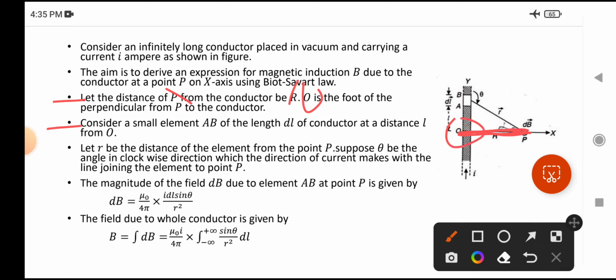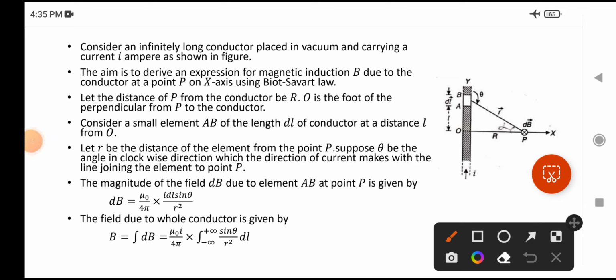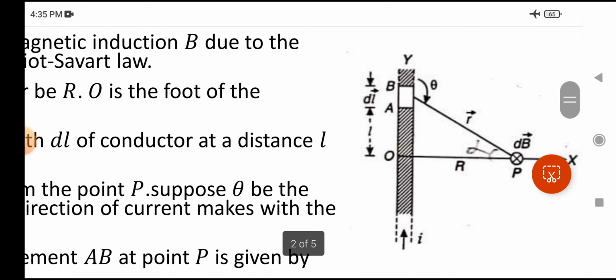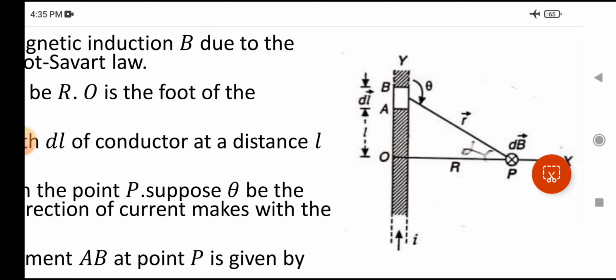Consider a small element AB of length dl of the conductor at a distance L from O. So what we have to do is consider a small element on the conductor at L distance from O. See here in the diagram. At what distance? At L distance. How much length do we consider? Small length, that is why we call it an element. Its length is dl, small.